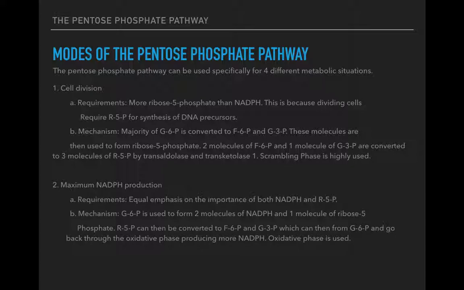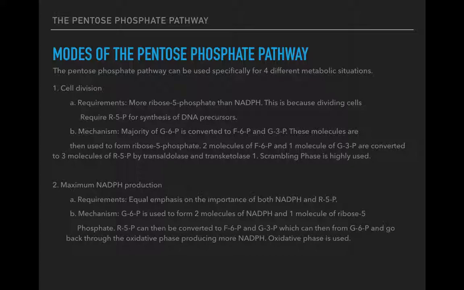The mechanism for this mode is going to be the majority of glucose 6-phosphate is converted to fructose 6-phosphate and glyceraldehyde 3-phosphate. These molecules are then used to form ribose 5-phosphate. 2 molecules of fructose 6-phosphate and 1 molecule of glyceraldehyde 3-phosphate are converted to 3 molecules of ribose 5-phosphate by transaldolase and transketolase 1. In this mode, the scrambling phase is highly used compared to the oxidative phase.